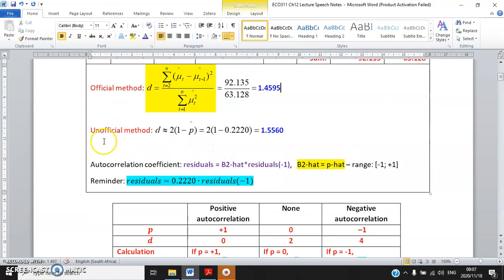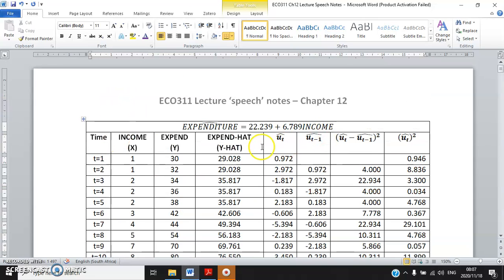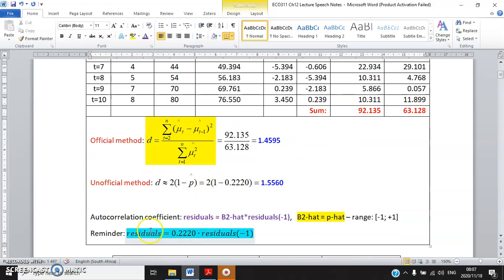Okay, happy with that? And then actually you have an unofficial method, I say we cut corners with valid reason, to calculate the computed d-stat, and this is the formula. Your computed d-stat can be approximated as 2 times 1 minus autocorrelation coefficient. From this regression, I really run the regression, residuals as a function of residual lagged by 1 period, and the autocorrelation coefficient is 0.222. Using the unofficial method, I derived that my computed d-stat is 1.556, which is actually quite close to the computed d-stat using the official method.